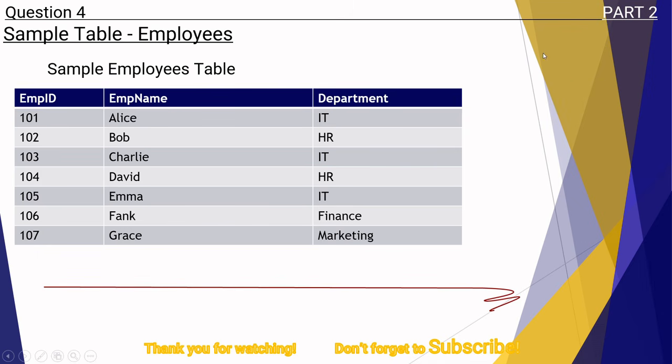Here is an example employee table. We will work with this data to fetch alternative records such as Alice, Charlie, Emma and so on.